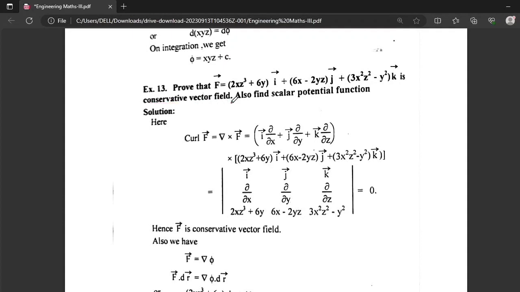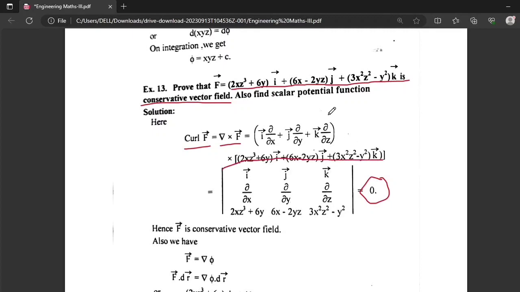So if we are asked whether it is irrotational or conservative, or whether the line integral is independent of path, then we simply have to prove that curl of F equals 0 for it to be a conservative vector field. Curl of F is written as grad cross F, where grad is i ∂/∂x plus j ∂/∂y plus k ∂/∂z, and F vector is (2xz³ + 6y) i + (6x − 2yz) j + (3x²z² − y²) k.